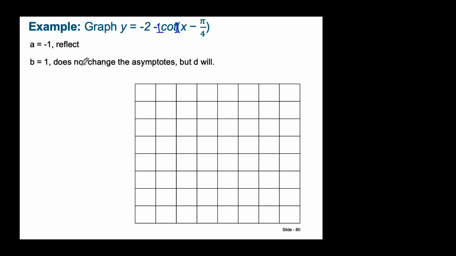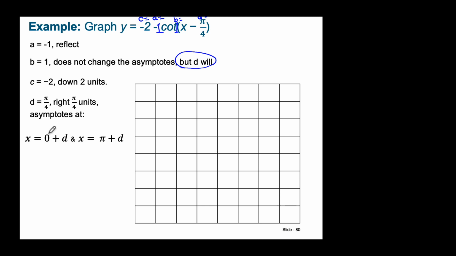B equals 1. It does not change the asymptotes, but D might shift where the asymptotes are. It's kind of getting ahead of ourselves here. C is -2. That's right here. So this is A, this is B. C is -2, so we're going to shift our graph 2 units down. And D equals pi over 4. So that means we're going to shift to the right pi over 4 units. That's going to move our asymptotes. That's what we're getting at here. B will not change our asymptotes, but D will. We're going to shift them to the right pi over 4 units. Why not B? Because B equals 1.